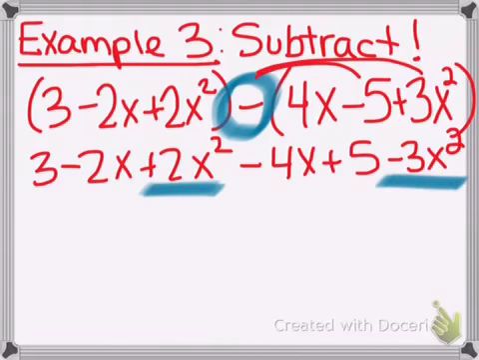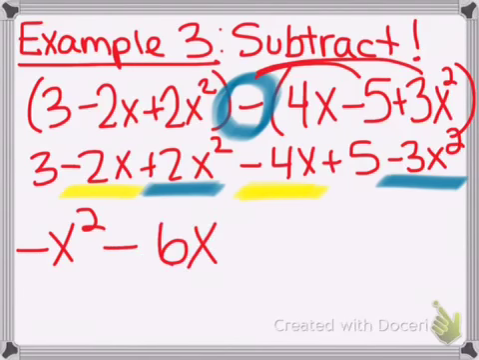I see x squareds. I'm going to add them together. 2 plus negative 3 is negative 1. So I'm going to write negative x squared. I'll look for another like term. I see negative 2x and negative 4x. Those are both x's. So together that makes negative 6x. And then I see a 3 and I see a 5. Together that makes 8. So our answer is negative x squared minus 6x plus 8.